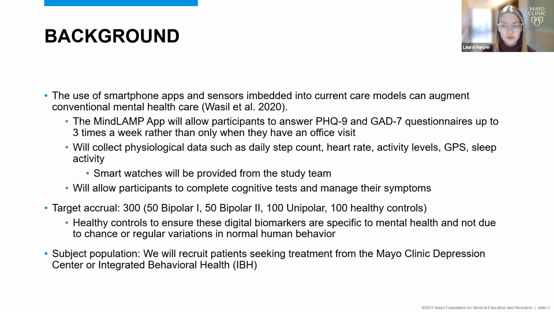The target accrual that we're looking for, we would like at least 300 patients. 50 of those would be bipolar 1, 50 bipolar 2, 100 major depressive patients, and then 100 healthy controls. And the healthy controls would just be to ensure that those biomarkers are specific to mental health rather than just regular variations.